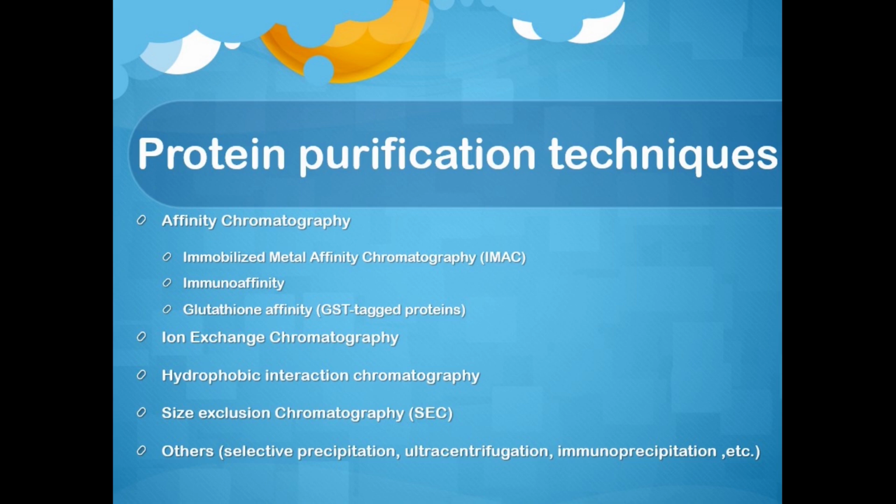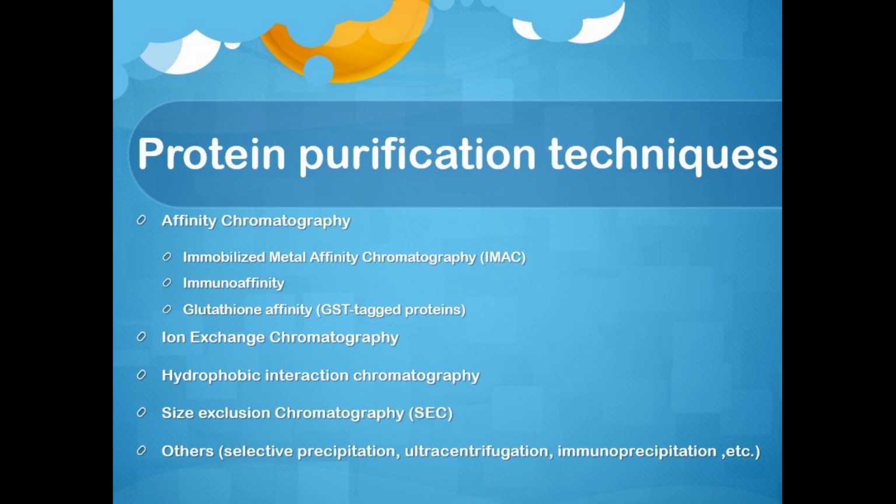Ion exchange chromatography is based on the affinity of proteins to an ion exchanger. Positively or negatively charged proteins interact electrostatically with an immobilized opposite charge. Hydrophobic interaction chromatography separates proteins according to differences in their surface hydrophobicity. Size exclusion chromatography, also known as gel filtration chromatography, separates proteins by their size.